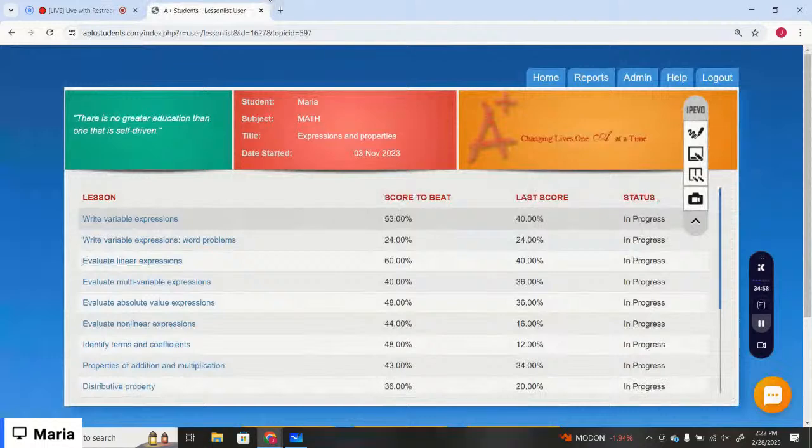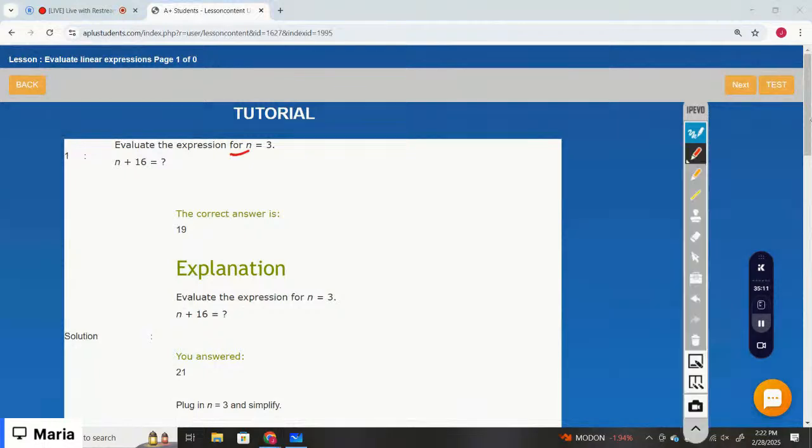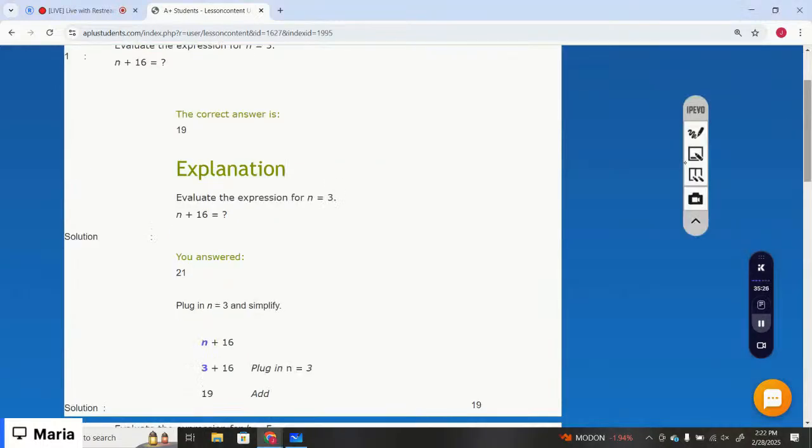The next lesson is evaluate linear expressions. Evaluate the linear expression for n equal 3. So n plus 16. N is 3. Replace the n with 3. So 16 plus 3 equals, that is 19. 16 plus 3 equals 19.